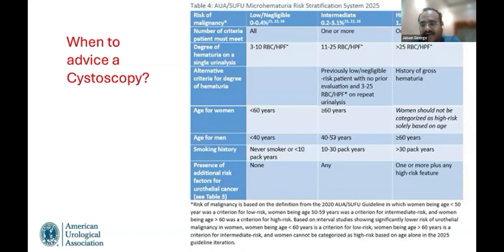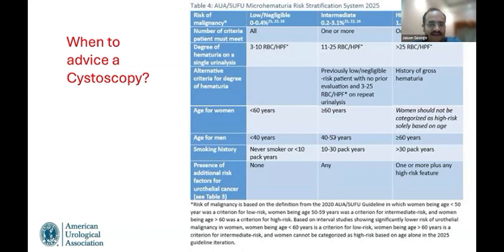Women under 60 years and men under 40 years who are non-smokers with just 3 to 10 RBCs are classified under low risk. These patients will not need any urgent cystoscopy, and urinalysis can just be repeated, and then they can be reclassified, and from there we can proceed. Those under the high risk category are those with gross hematuria, those above the age of 60 years who are smokers, and these patients will require a cystoscopy and CT urography.